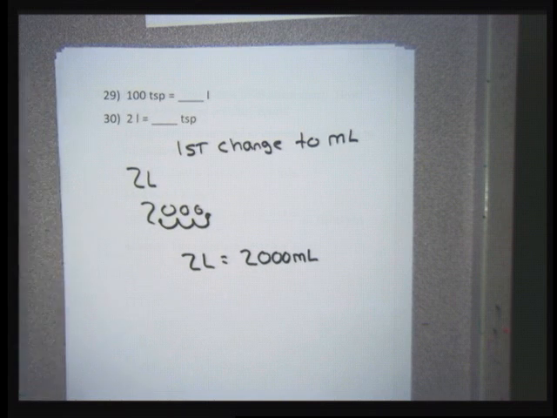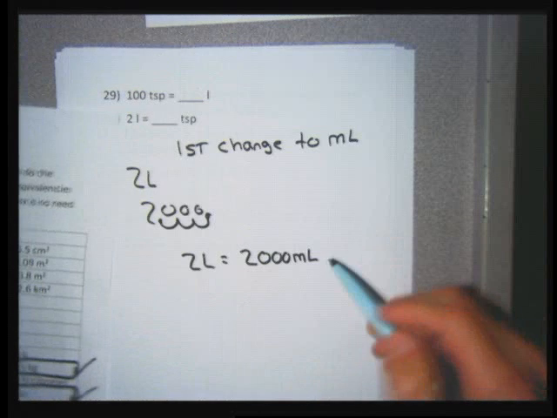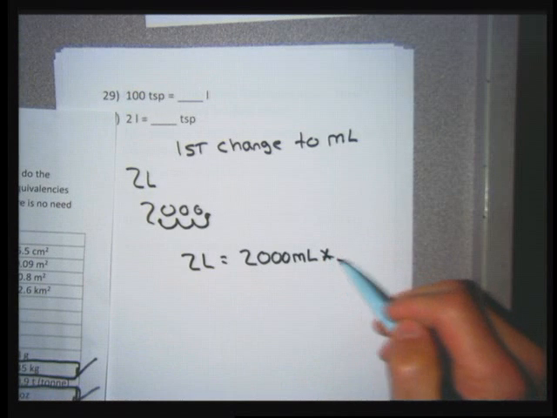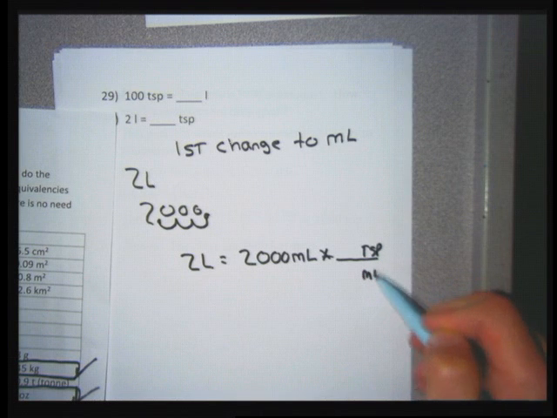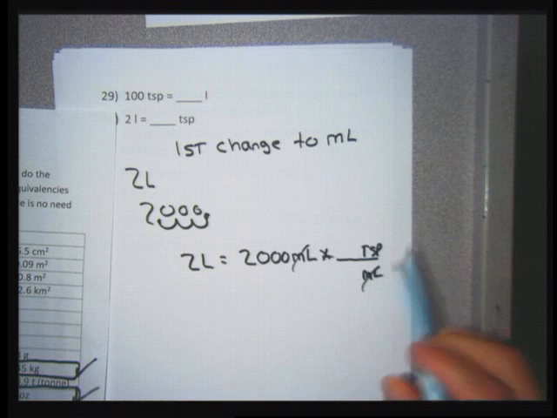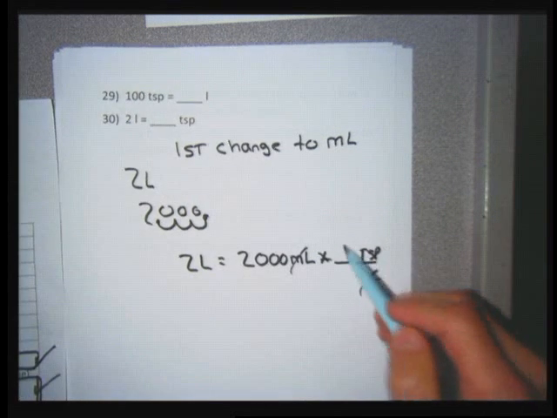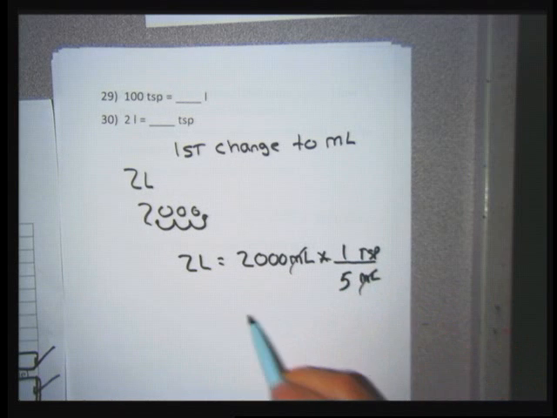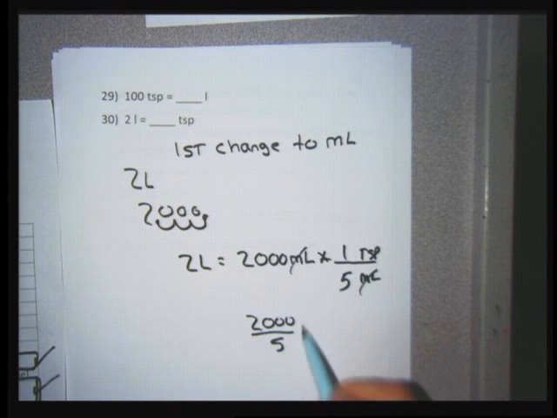Now I can go to teaspoons. To get from milliliters to teaspoons, I'm going to use that relationship. I'm going to multiply by a fraction. I want to end up with teaspoons. I want to get rid of the milliliters. So I'm going to multiply by a fraction that has milliliters in the denominator, teaspoons in the numerator. And that relationship is 1 teaspoon is 5 milliliters. So my math is just going to be 2,000 over 5. My units are going to be teaspoons. And I believe that's just 400.